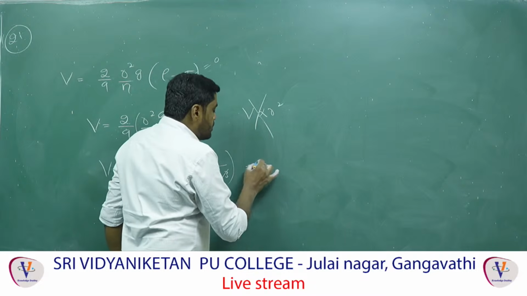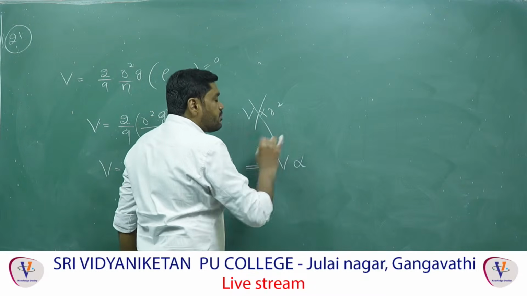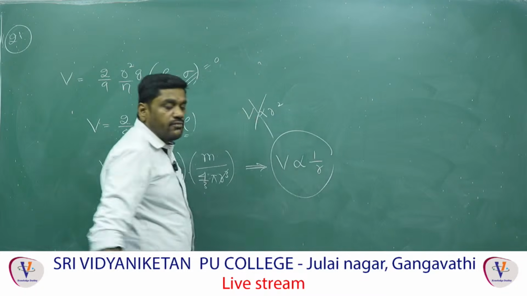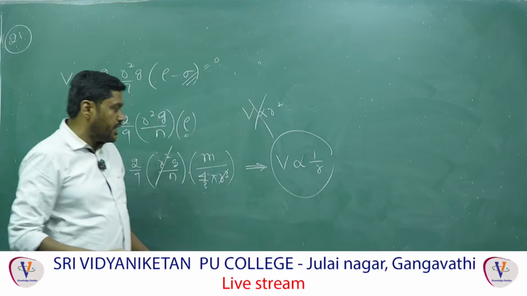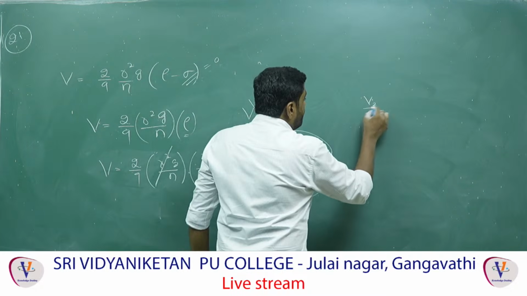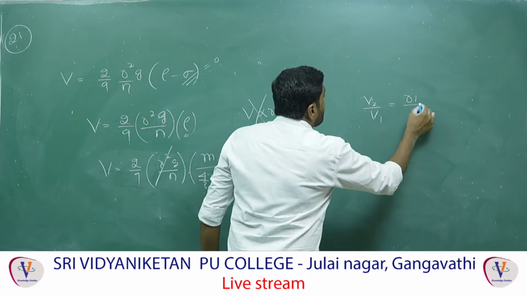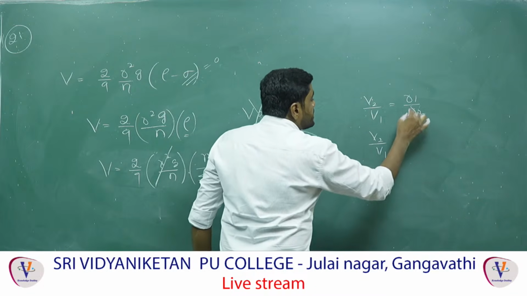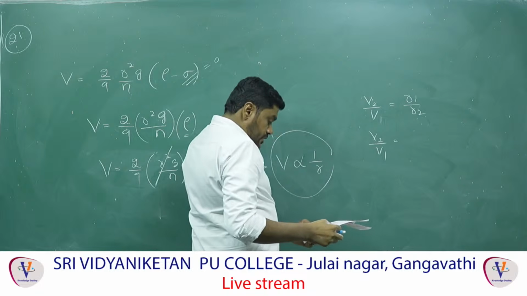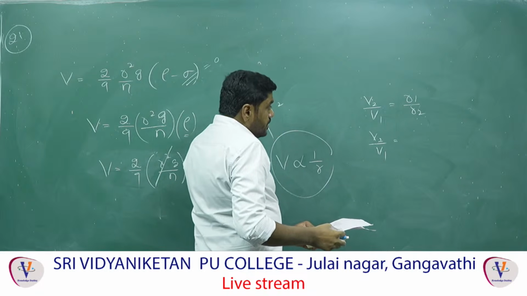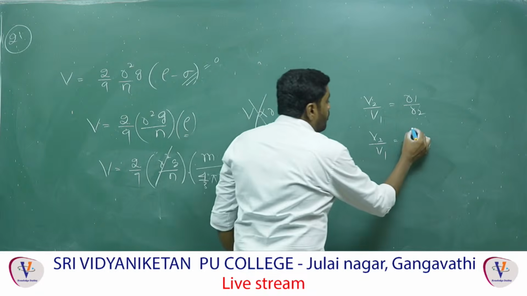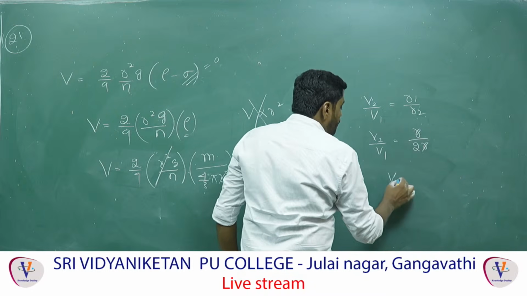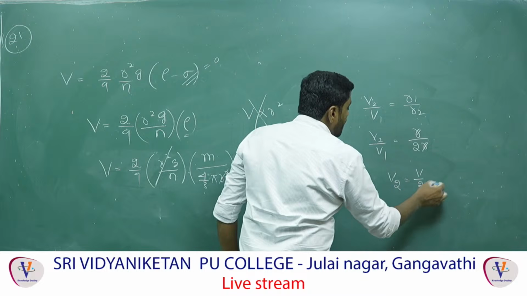Finally, from this expression we can say the terminal velocity V is inversely proportional to the radius of that spherical ball. Therefore now we can say V2 by V1 is equal to R1 by R2. For the first one it is V1, and for the second, the radius is 2 times, as they have given. It is reversed, yes: R1 is R only, and R2 is equal to 2R.